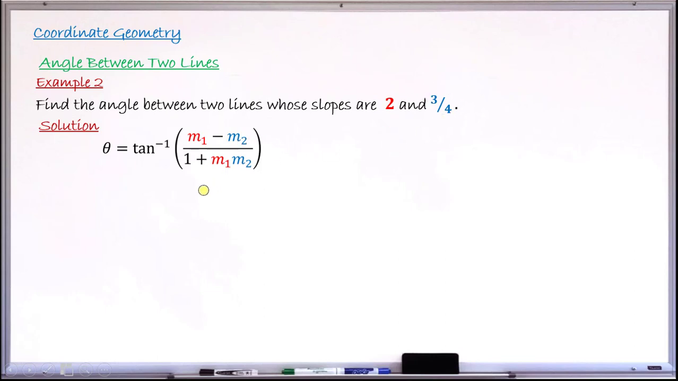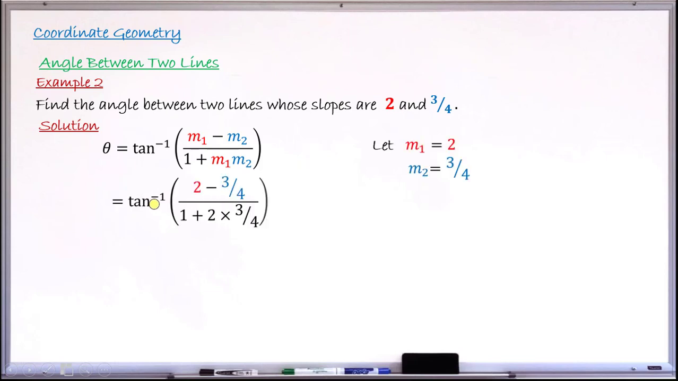So substituting those correctly, you now have theta equals tan inverse of open bracket (2 minus 3 over 4) all over (1 plus 2 times 3 over 4). I have replaced the m2 by 3 over 4 and the m1 by 2.